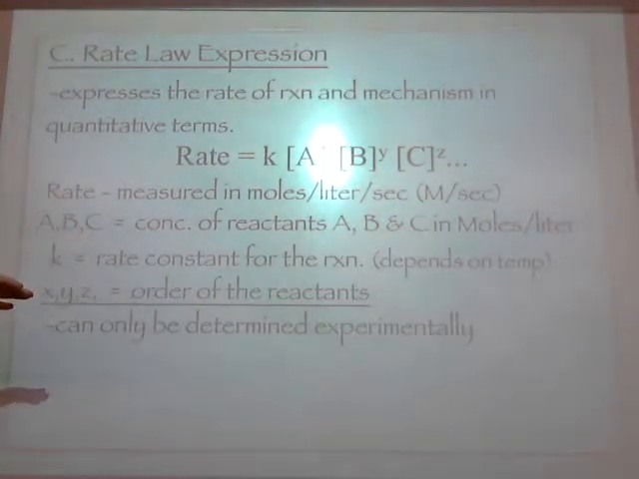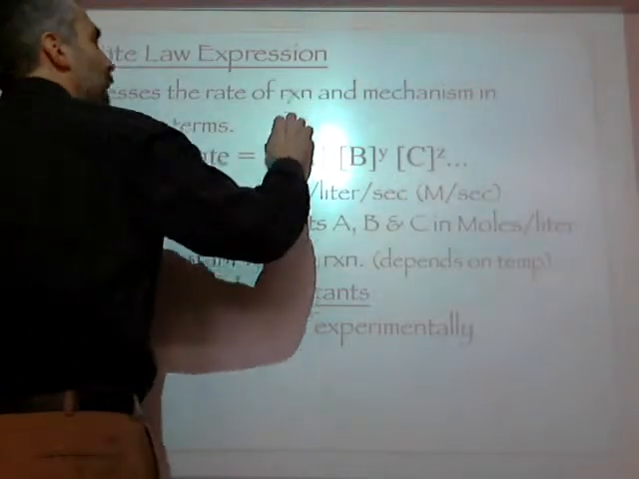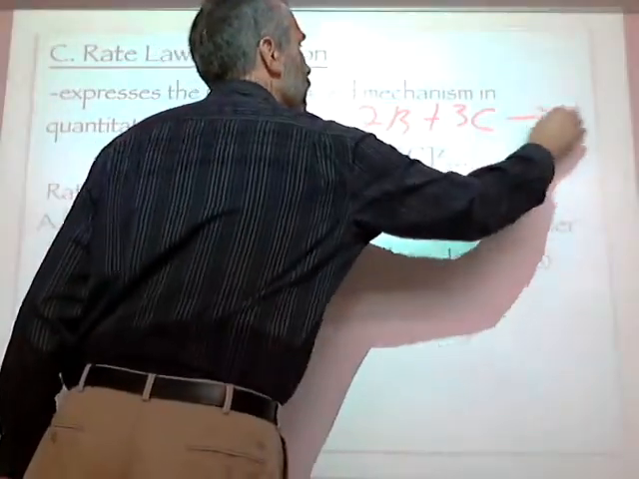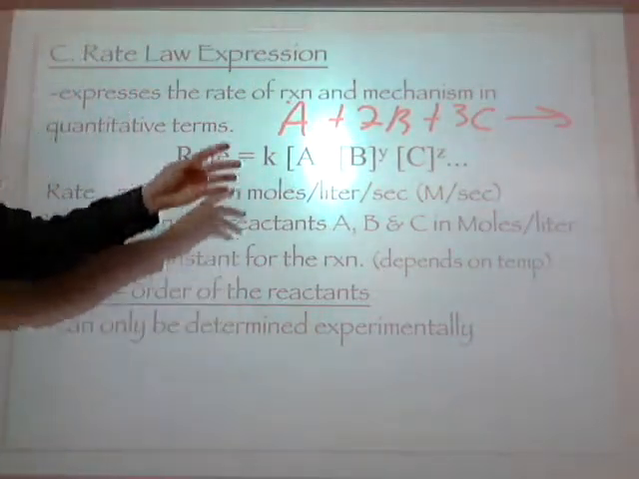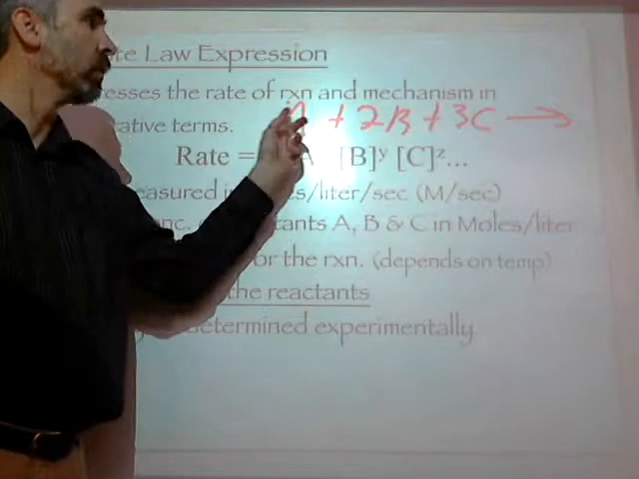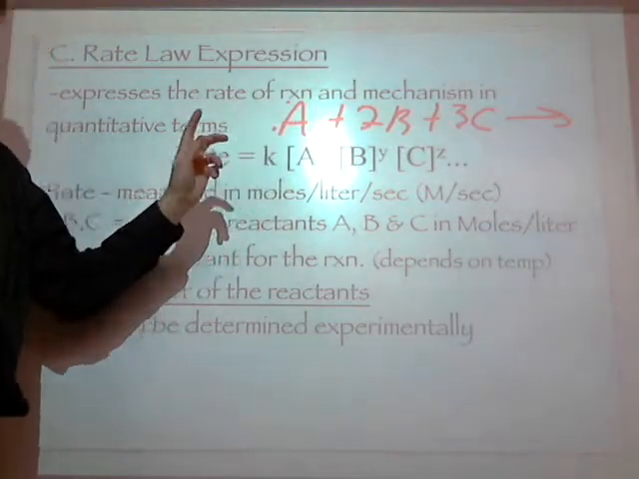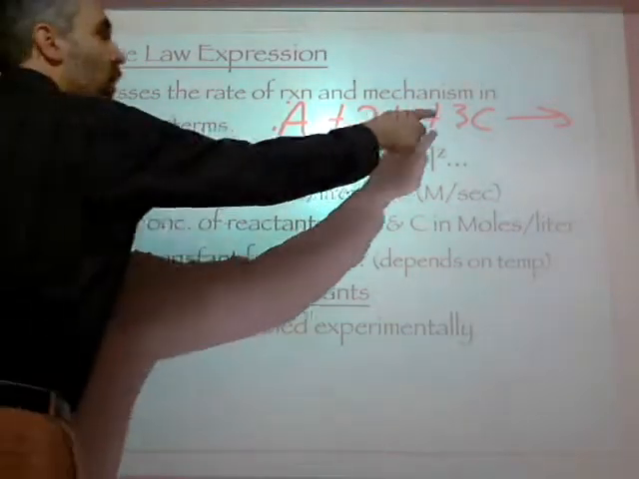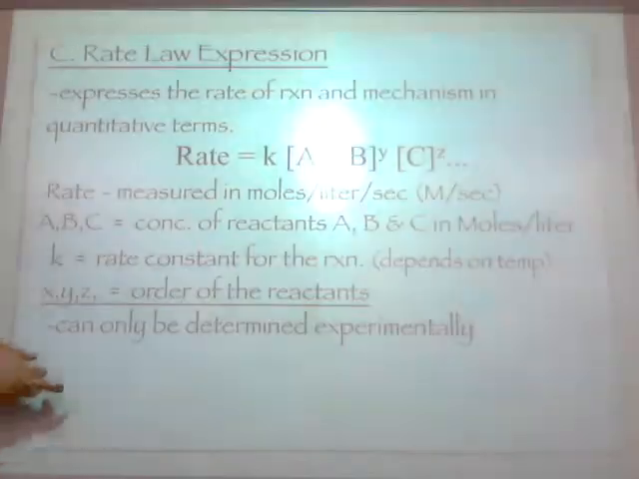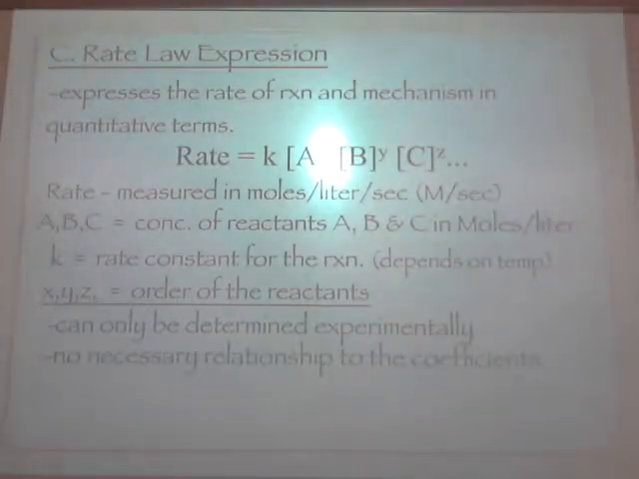Oh, and here's another thing about those orders. These equations might be like A plus 2B plus 3C yields D. Those orders are not necessarily those coefficients. They are not. This one could have a coefficient of 3 and be zero order. So there's no necessary relationship between the coefficients of the equation and the actual order of the reactants.